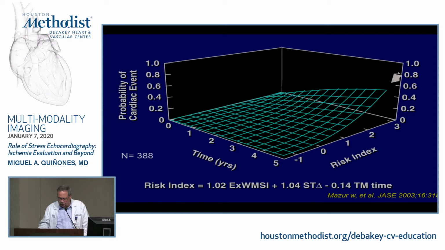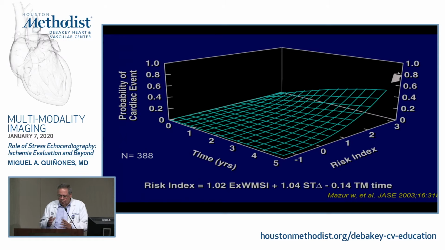And in this particular study, done again in 2003, we developed a risk index, which you don't have to mathematically do in every patient, but it's the concept that if you combine the wall motion changes, so the wall motion score, and the ST changes, you get an even stronger prediction of cardiovascular events than either one of the two alone.